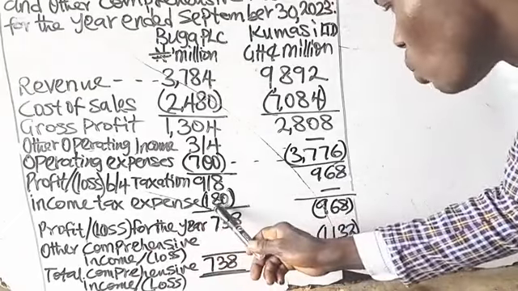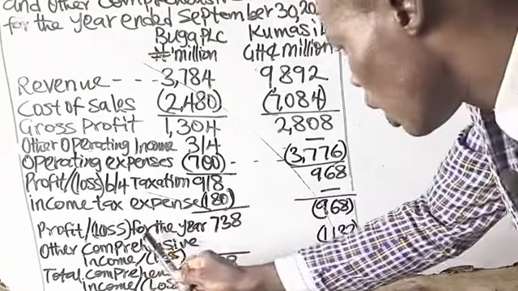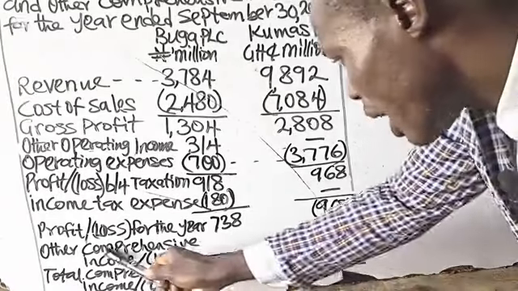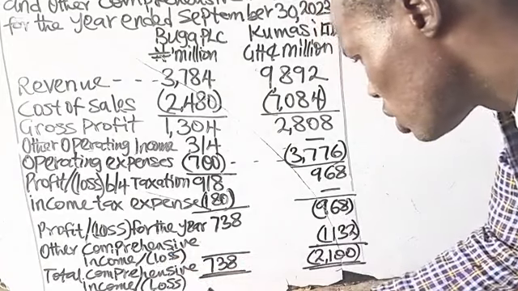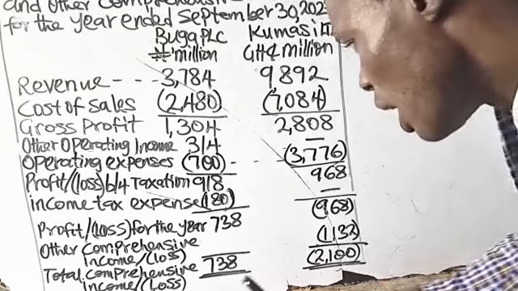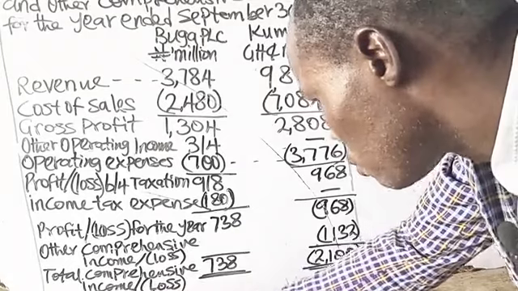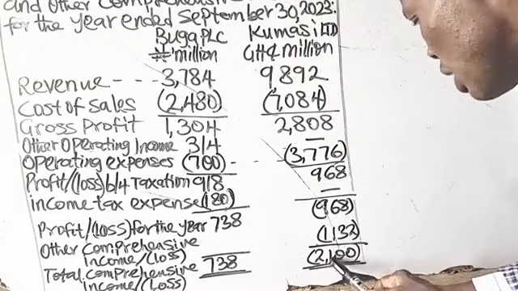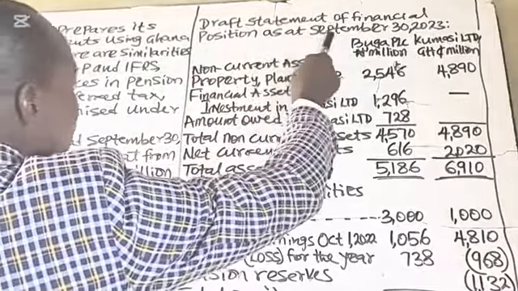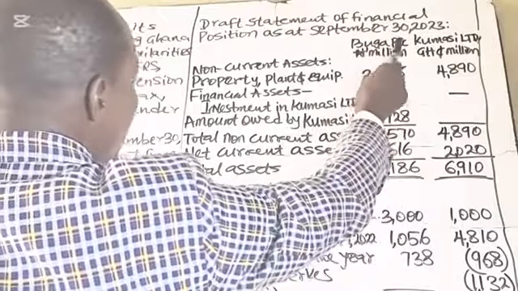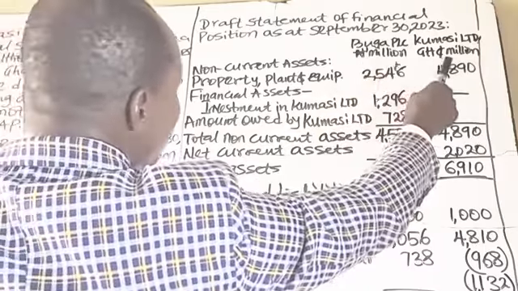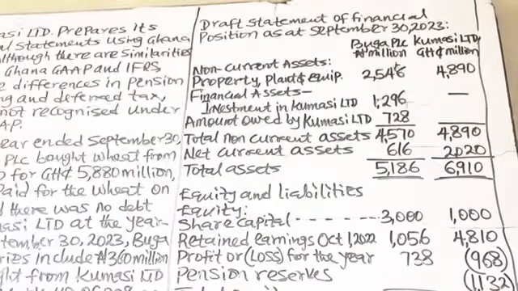Income tax expense 118 and dash. Profit or loss for the year 738 and a loss of 968. Other comprehensive income or loss, we have nil and 1,132. Then we have total comprehensive income or loss 738 and a loss of 2,100. Draft statement of financial position as at September 30, 2023. Buga PLC in million naira, while Kumasi Limited in million Ghana cedis.